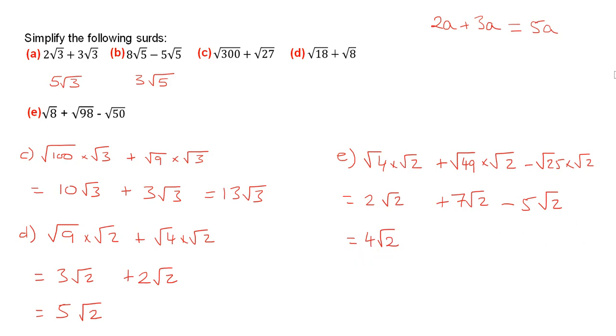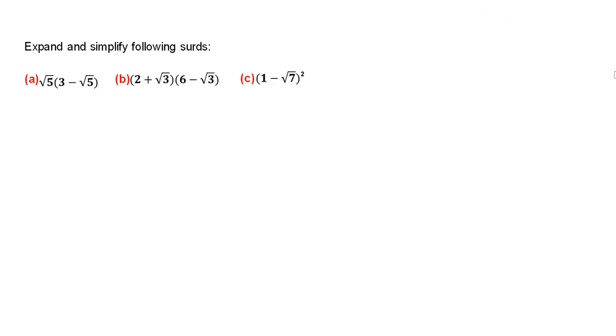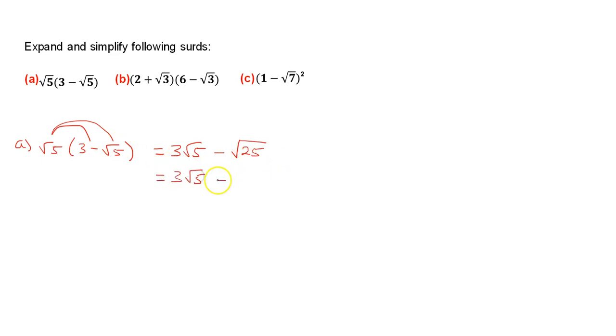The next part we're going to have a look at is expanding surds. So what happens when we have brackets involved? Very much like algebra, we would apply the same ideas. So for A, if I've got root 5 times 3 minus root 5, I'm going to do root 5 times 3, which will be 3 root 5. And then I'm going to take away root 5 times root 5. So root 5 times root 5 is root 25. So 5 times 5 is 25, which simplifies to 3 root 5 minus 5, because square root of 25 is 5.